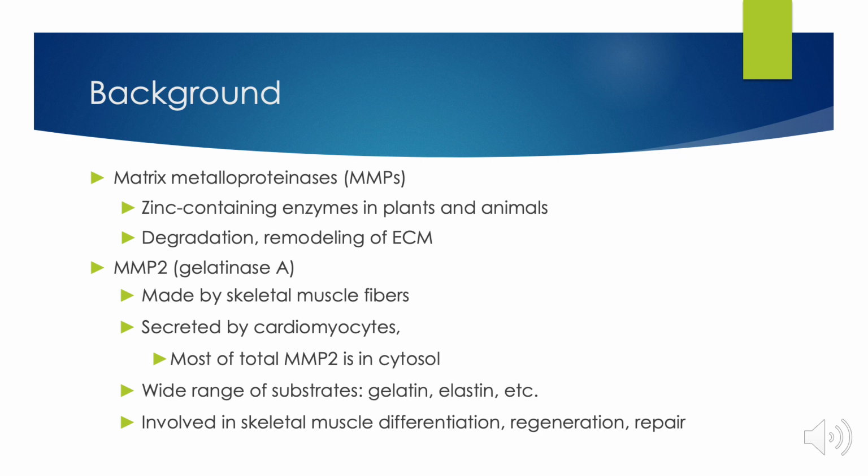One type of MMP is MMP2, or gelatinase A. Gelatinase A is made by skeletal muscle fibers, secreted by cardiomyocytes. Most of the total MMP2 in cardiomyocytes is found in the cytosol. Gelatinase A also has a wide range of substrates, which include gelatin and elastin. They're involved in skeletal muscle differentiation, regeneration, and repair.